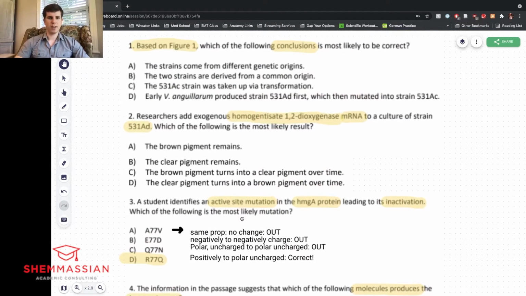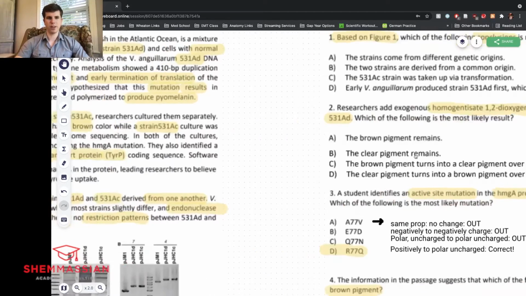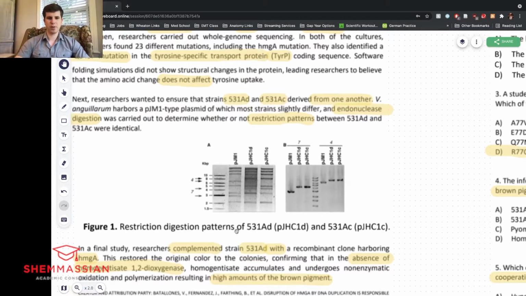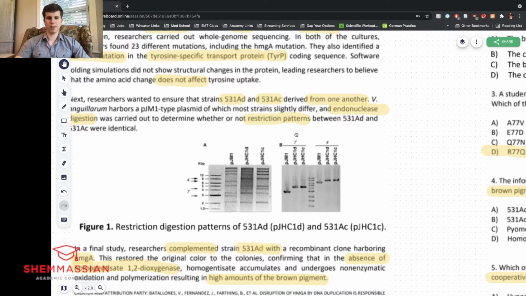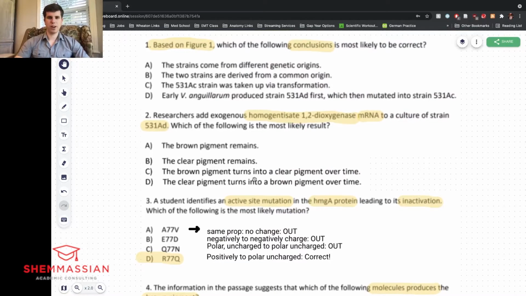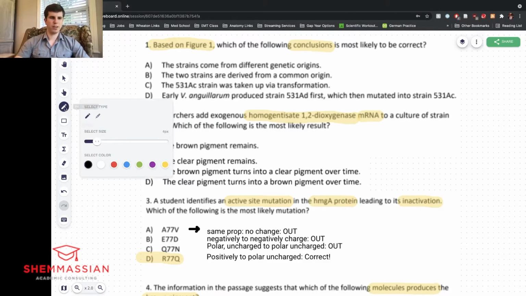See how they go. Based on figure 1, which of the following conclusions is most likely to be correct? Based on our quick analysis of figure 1, the conclusion that I picked up was that they're the same. And that's what they were trying to determine: are they the same? So I'm looking for, do they come from the same thing, or are they the same? A, the strains come from different origins. Okay, that's the opposite of what figure 1 says. B, the 2 strains are derived from a common origin. That seems good. We're going to peek at C and D. They have to be really good to be better than B, but let's see.